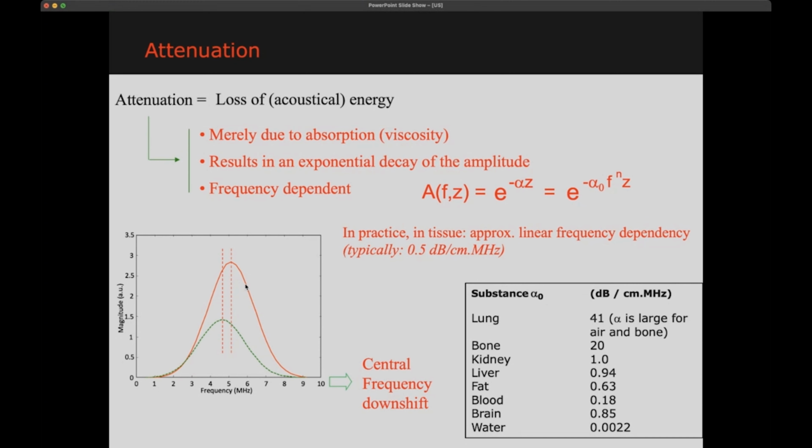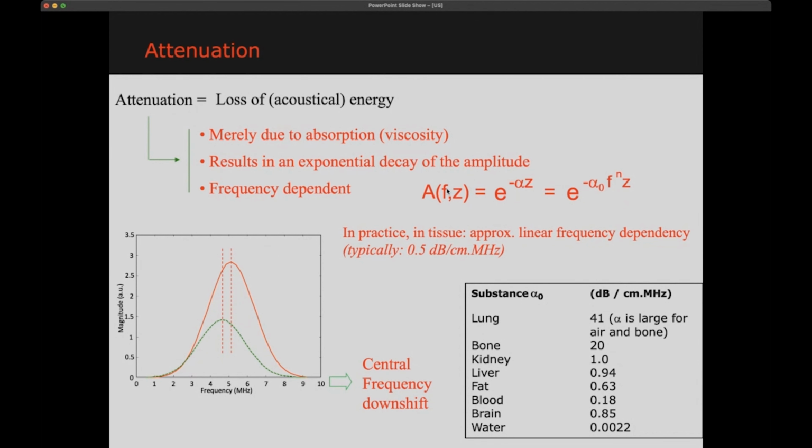So we have heat generation locally because of this motion of the particles. That means that we have energy loss while propagating through the tissue. This energy loss will, of course, be more the deeper I go, but what you also see is that this energy loss is related to the frequency of the propagation of the sound wave that we're using. So in general, it's an exponential decay.